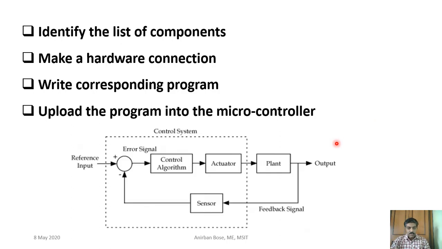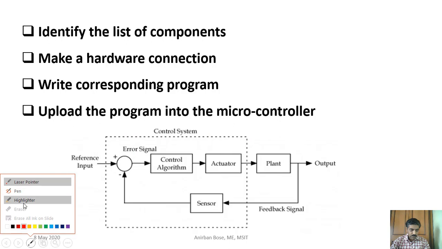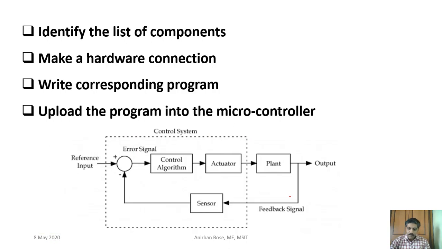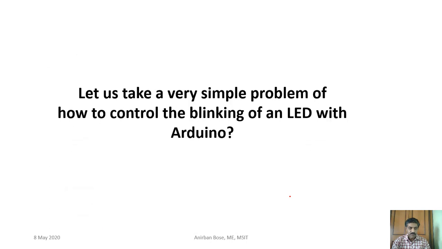If you remember the first lecture of automation, we are basically dealing with this part: sensors, control algorithm, maybe actuator. So this part is basically the control system, and we are dealing in this course with this particular part. So this is the part of interest.